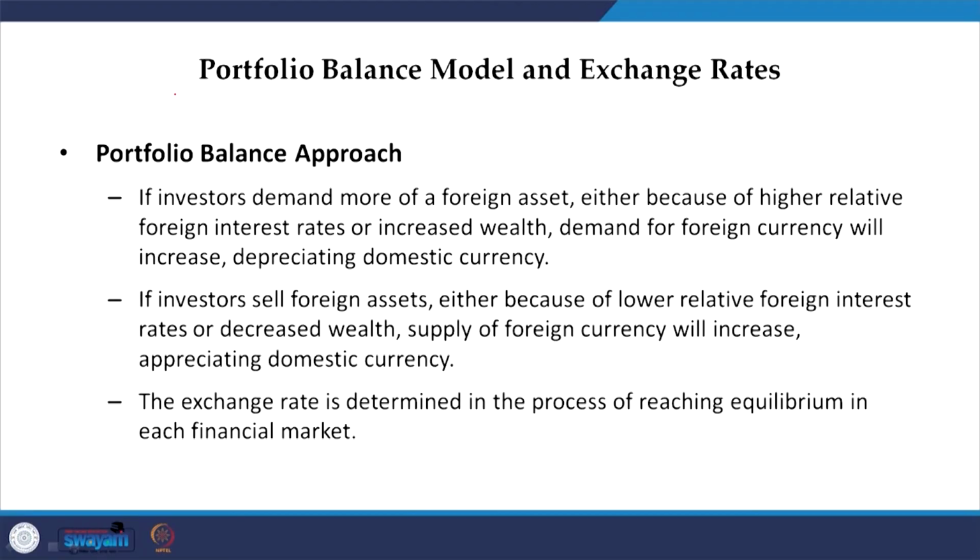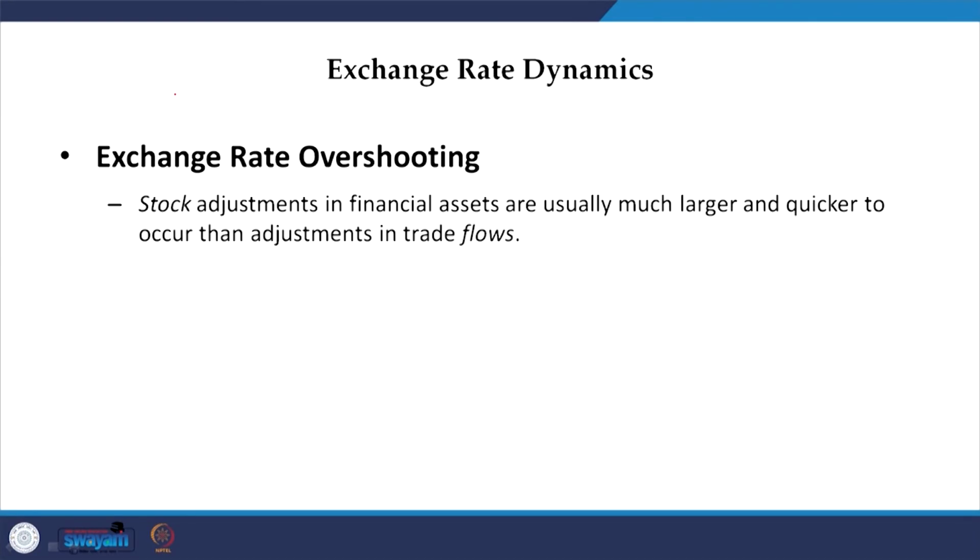If investors demand more of foreign assets, either because of a higher relative foreign interest rate or increased wealth, the demand for foreign currency will increase for sure, depreciating our domestic currency. And the reverse is true: if investors sell foreign assets, then we are not demanding much of their currency, so our domestic currency will appreciate. The exchange rate is determined in the process of reaching equilibrium in each financial market.